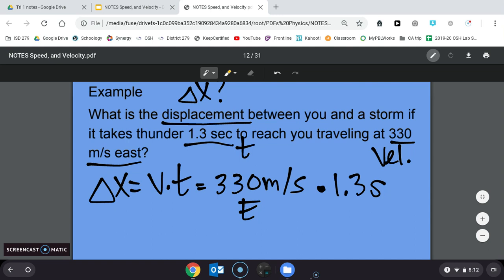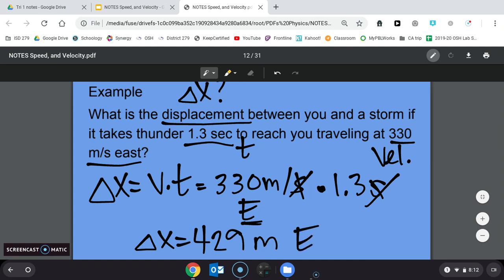330 times 1.3, sorry, I have to get my calculator out, is equal to 429. So change in x is 429. For my label, seconds is on the top and seconds is on the bottom, so I'm left with meters. And then I see I have this letter E for east.